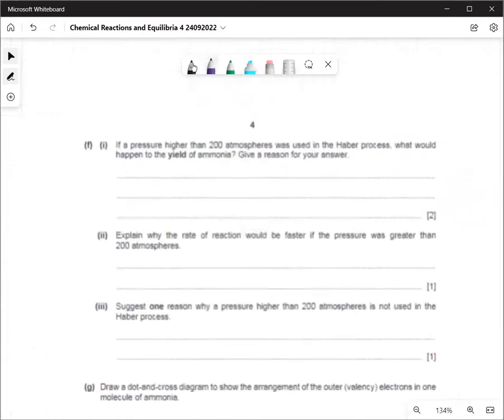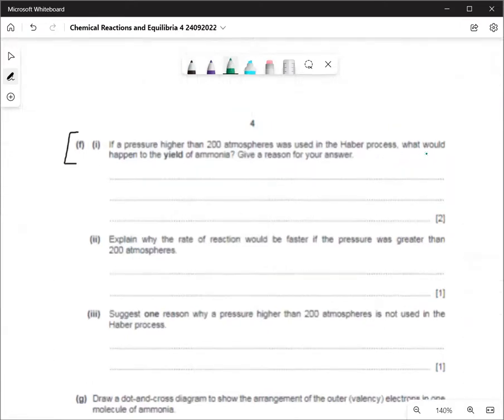Now look at the question. Zahra, read the question. If a pressure higher than 200 atmospheres was used in the Haber process, what would happen to the yield of ammonia? Give a reason for your answer. Again, we'll write the reaction here. First, tell me the equation for the Haber process, Niranjana. The equation is N2 plus 3H2 gives 2NH3. All of them are gases. You don't need to write that right now.